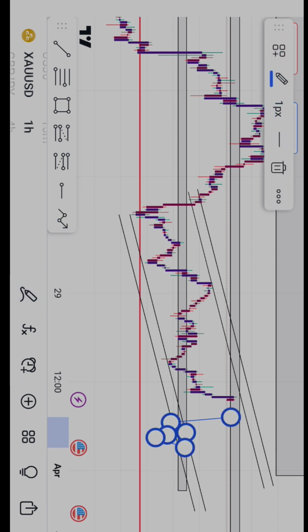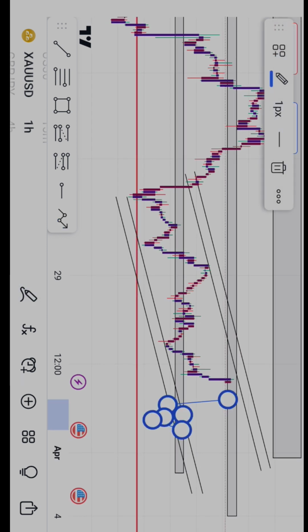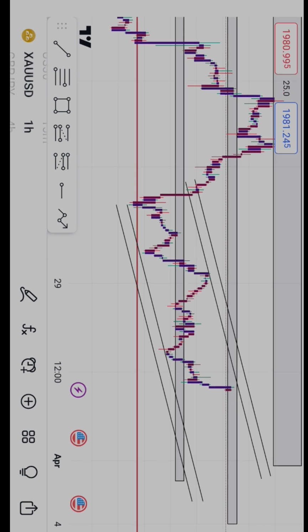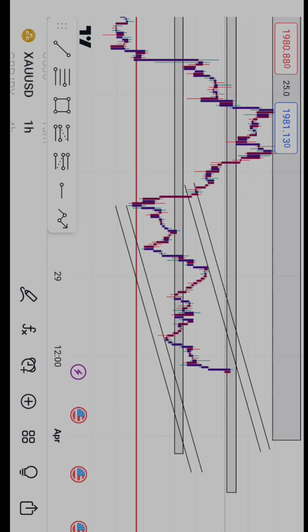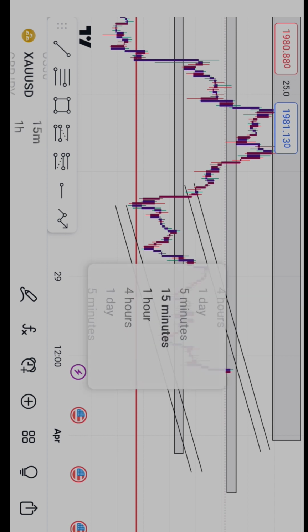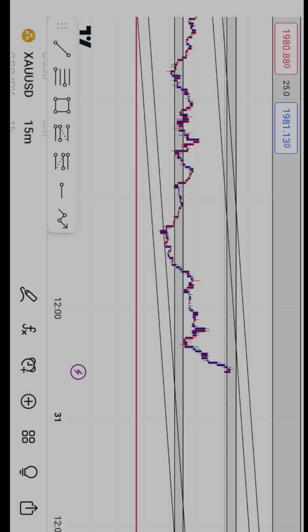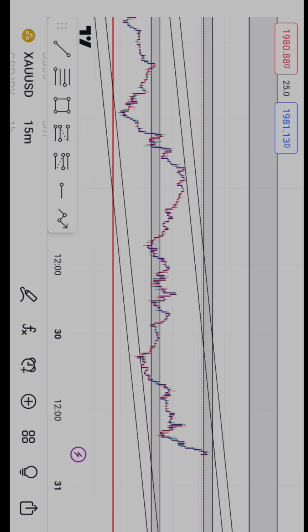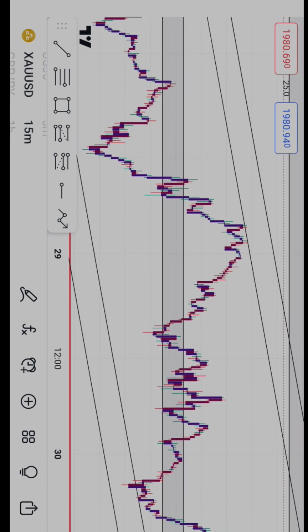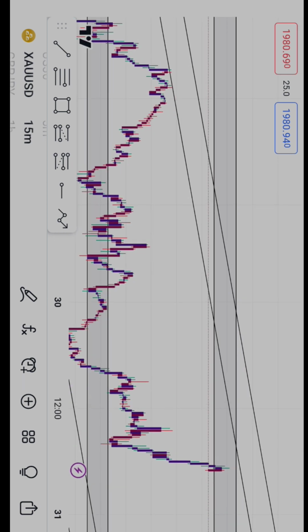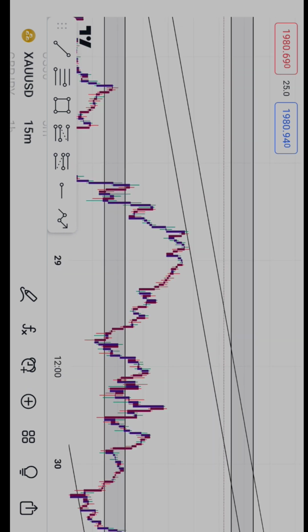So guys, you don't want to fall in love with your bias. Do not fall in love with your bias. Always look for both ways. And then since we found our zone, now we want to go to the 15-minute time frame. Moving down to the 15-minute time frame. First of all, price is at the zone here.